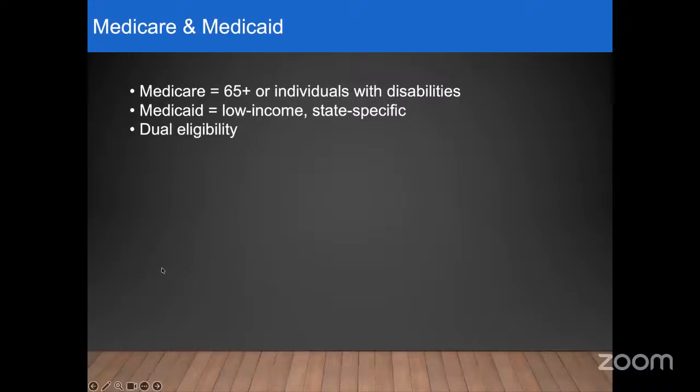The public type of insurance is Medicare and Medicaid. We have Medicare, which people over 65 years old or those with disabilities like ALS, CKD, or certain types of cancer can qualify for. And we have Medicaid, which usually is reserved for low-income people, pregnant women, or children with chronic conditions such as asthma.